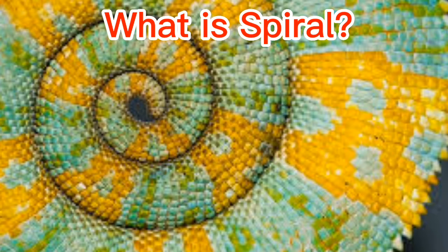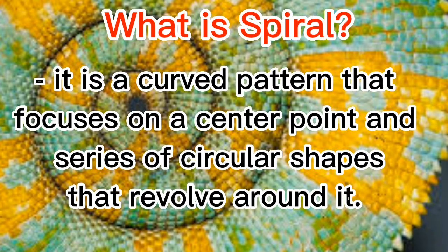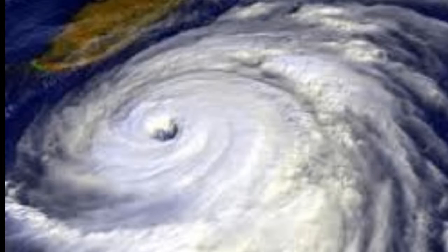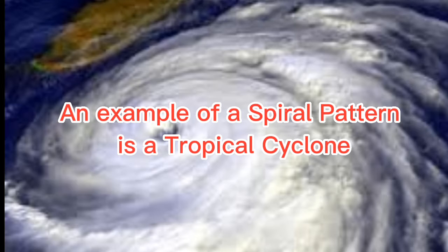Now I am going to discuss the spiral, which is also associated with the Fibonacci sequence. It is a curved pattern that focuses on a center point and a series of circular shapes that revolve around it. An example of a natural phenomenon where a spiral pattern is observed is a tropical cyclone.